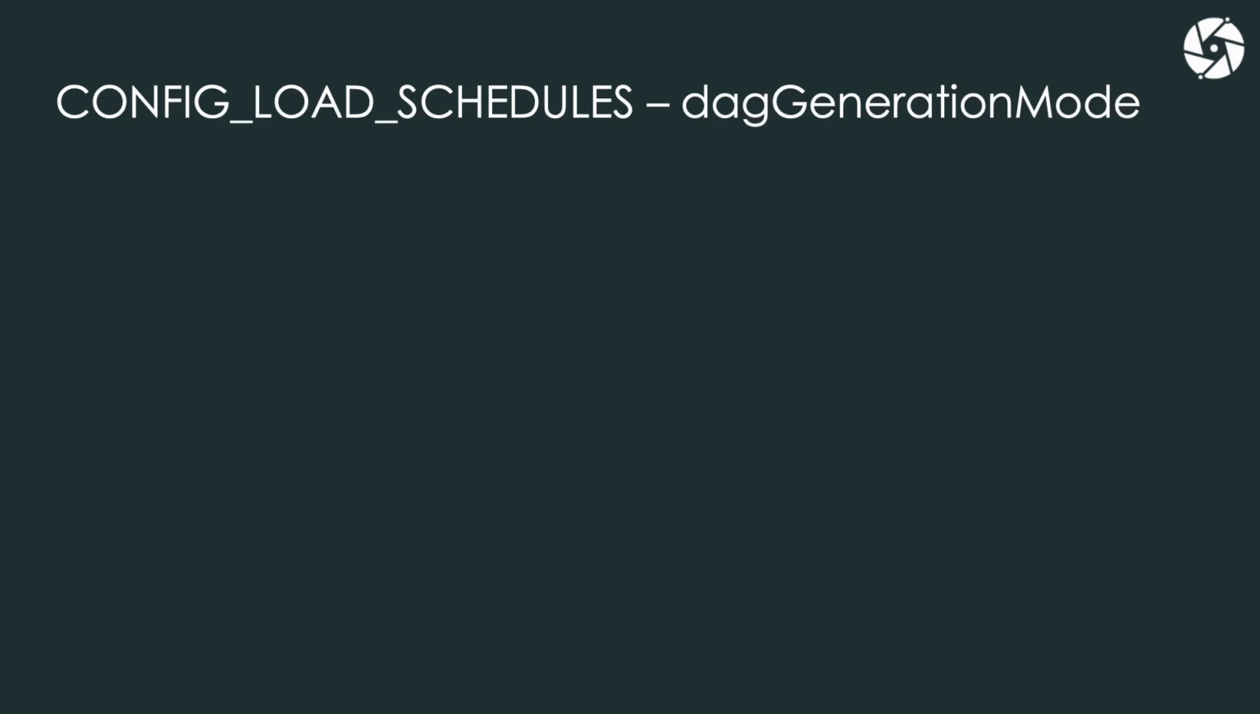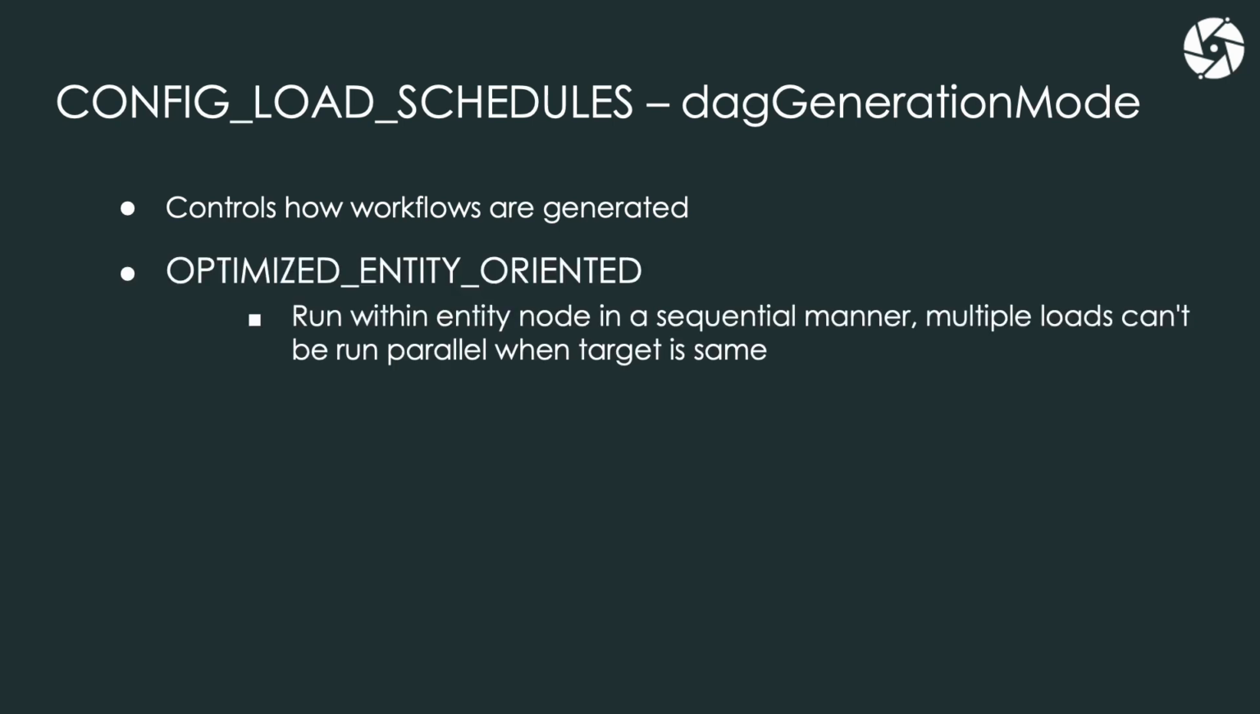DAG generation mode is a setting which controls how workflows are generated. It can be set on runtime environment level with config environment variables and on schedule level with config load schedules. Optimized entity-oriented means loads are executed in entity operators in a sequential manner, i.e. the DAGs contain entity operators and loads into those entities are executed within the entity operators. Only entities that have incoming loads are included.